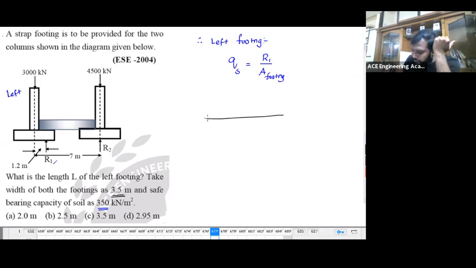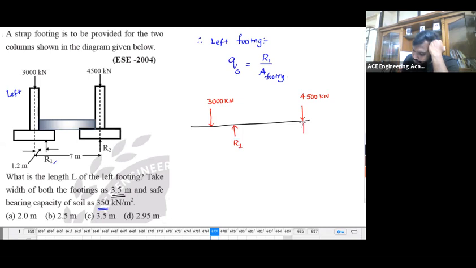So if I take in a plane, this is now from mechanics. This is a plane where here this is 3000 kilonewtons and this is going to be 4500 kilonewtons. Now there is a reaction R1 here and there is a reaction R2 here. And now from here to here the distance is going to be 7 meters. And this value is just 1.2 meters. Now how do I find out R1? You just tell me.